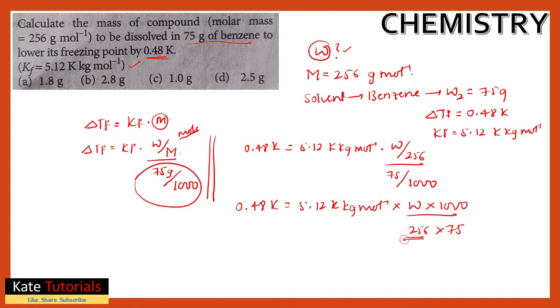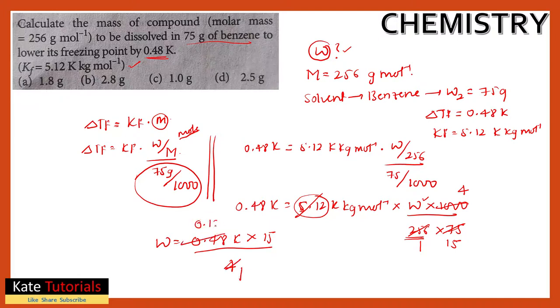I will assume that 256 is 250 only. So 1 za 5 and this is 4 za 5. I will assume 5 only, not 5.12. I will round it to 5, so that I can easily cancel. 5 1 za 5, 1 za 5, 5 5 za 25. So 4 divided by 5. I want the weight, so by cross multiplication, weight is equal to 0.48 Kelvin into 15, divided by 4. 4 1s are 4, so 0.12.